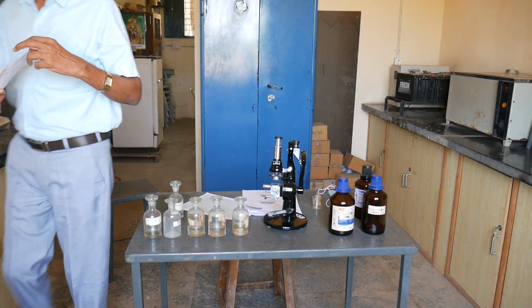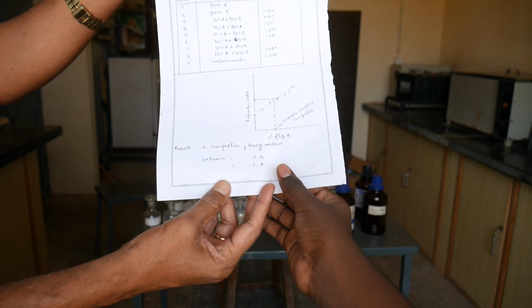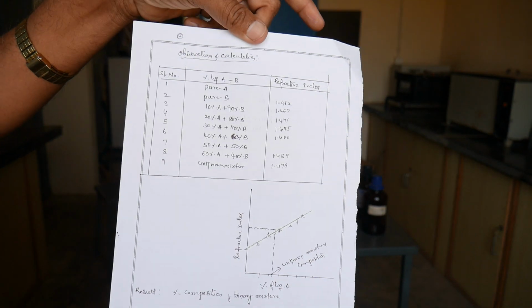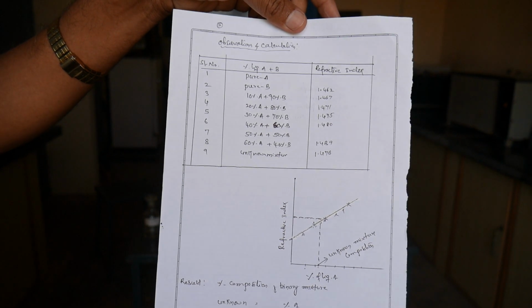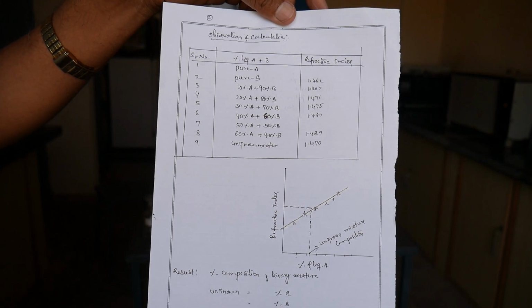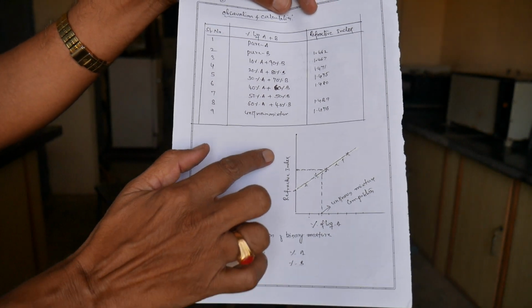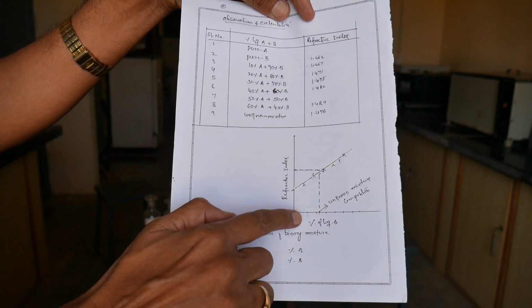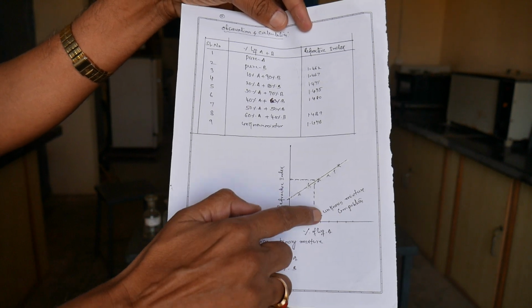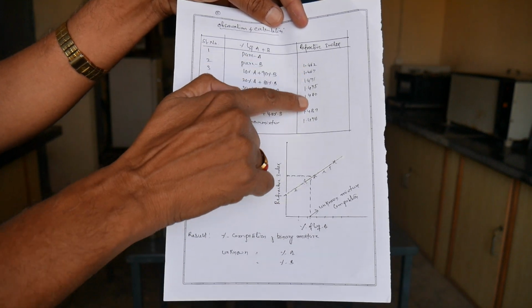Then you have to note the readings using this type of column. I have taken readings for pure A, pure B and different percentage compositions. With the help of these readings, we can draw the graph of refractive index versus percentage composition of A, corresponding to 10%, 20%, 30% and so on. You have to draw the points on the graph using these readings.